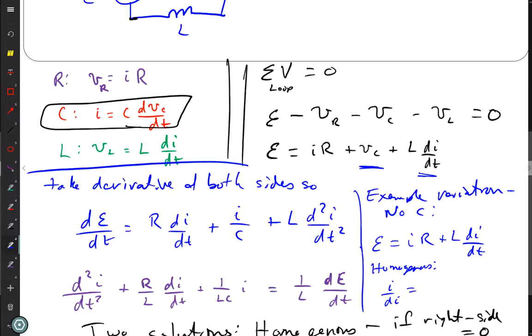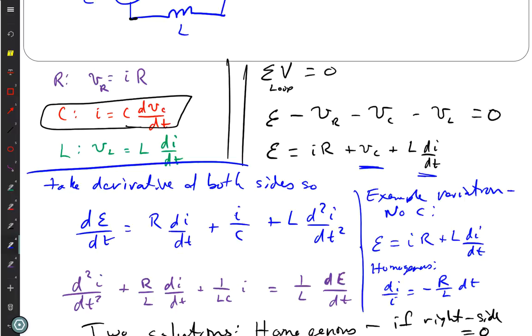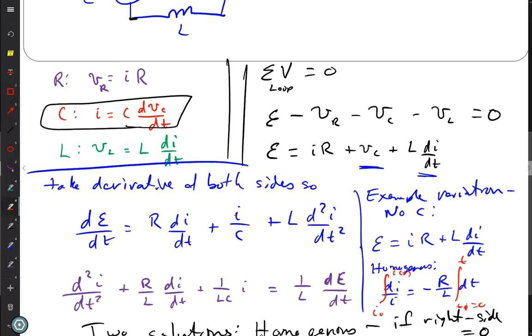I over D, did that backward, didn't I? Genius. When you separate variables, you need the D's on top. So di over I equals minus R over L dt. The left side has only I, the right side has only T. So then I integrate both sides independently, going from I initial to I at whatever time I'm looking, integrating from time initial equals 0 to whatever time I'm looking at. And I have natural log of I final over I initial.